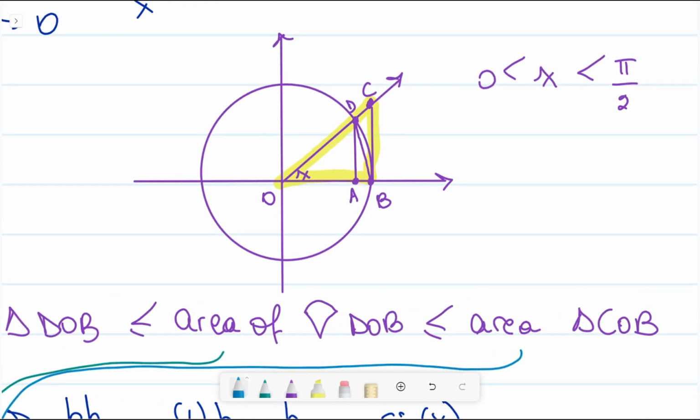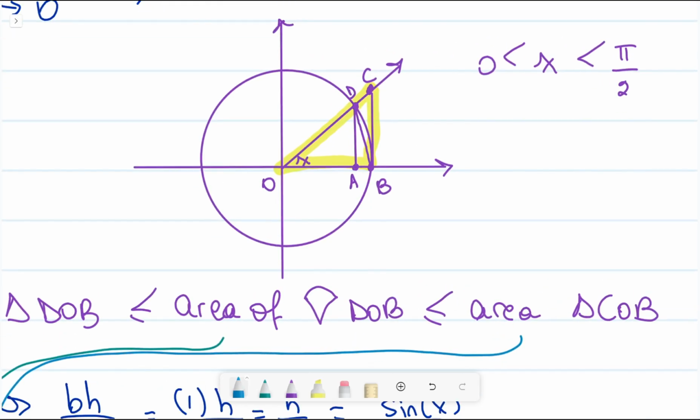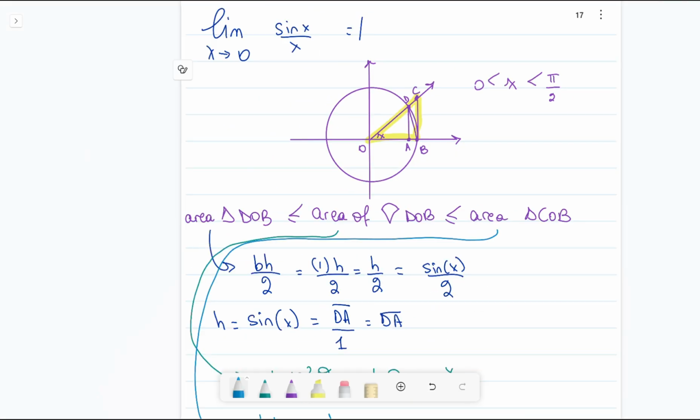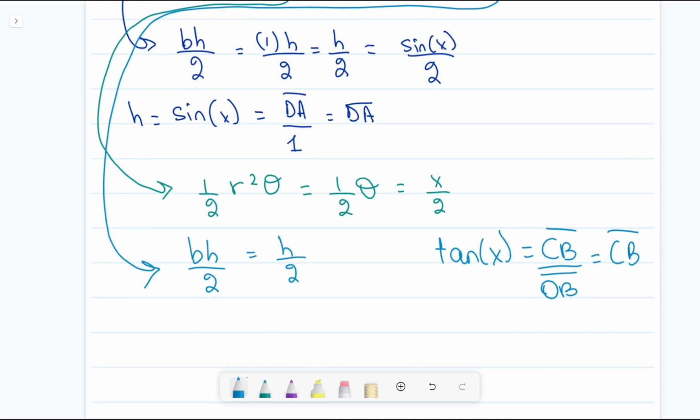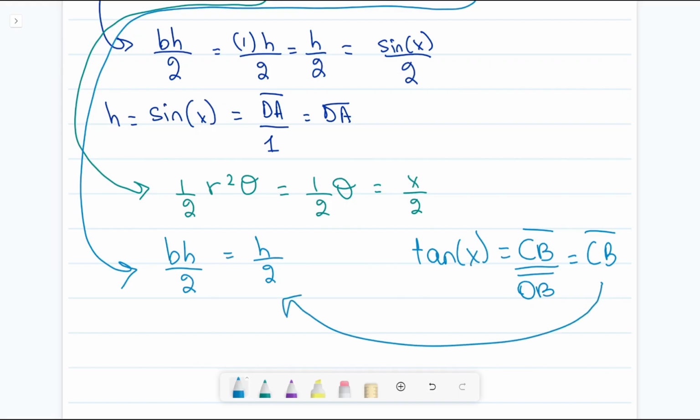Now let's look at the height. The height is CB. So how can we find the height CB? We can again use trigonometry. So tan of x equals opposite over adjacent. So it's equal to CB divided by OB. And OB is a radius, so it is 1. So the tan of x equals CB. Now we can plug this back in here. So the area is height over 2, which is equal to tan of x over 2.